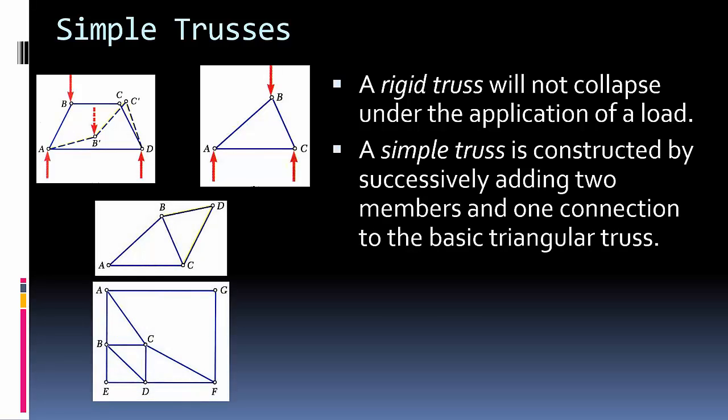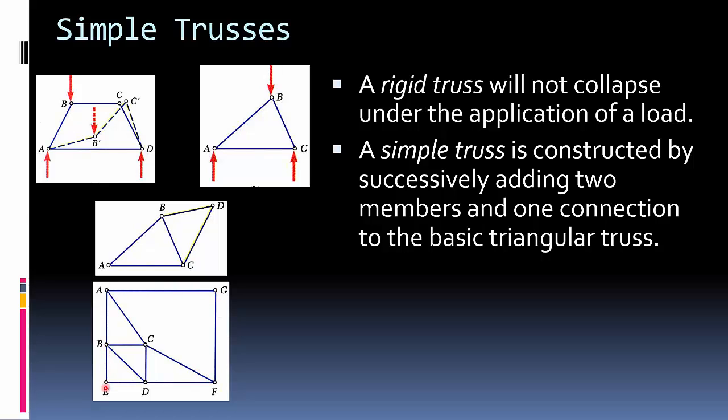A simple truss is constructed by successively adding two members and one connection to the basic triangular truss. Okay, so we start with this nice little triangular truss. It's a rigid truss. We add two members and one joint. And so this is considered a simple truss. What about this one? You'll notice these are both triangles. This one is not a triangle, right? This is a different shape.